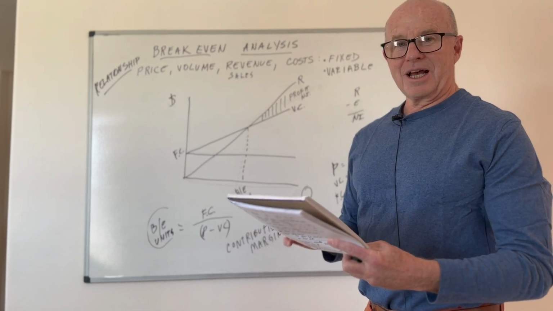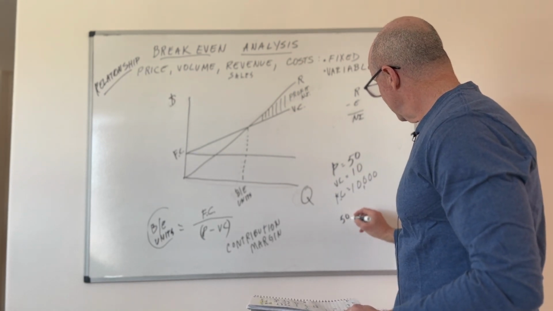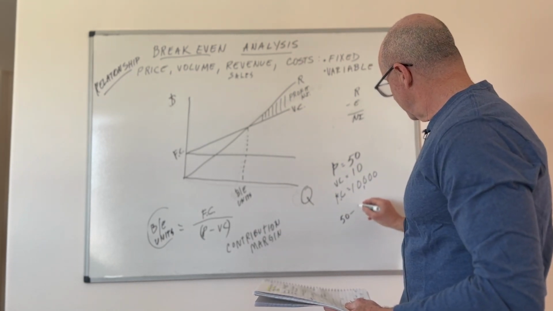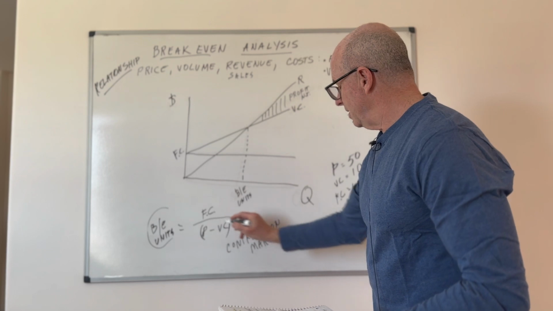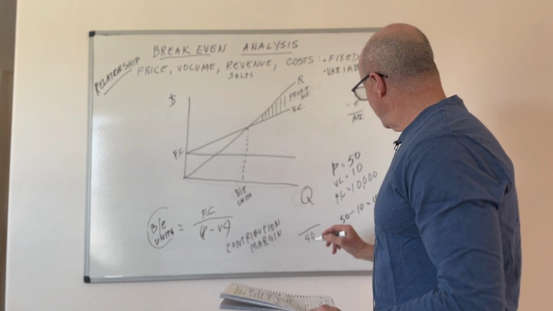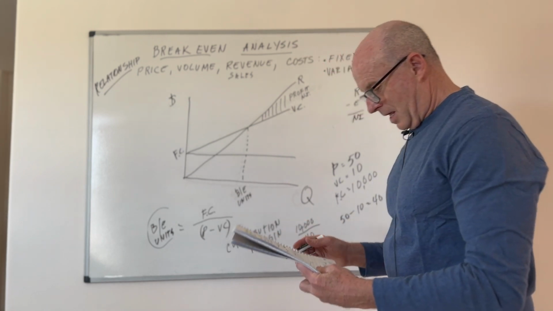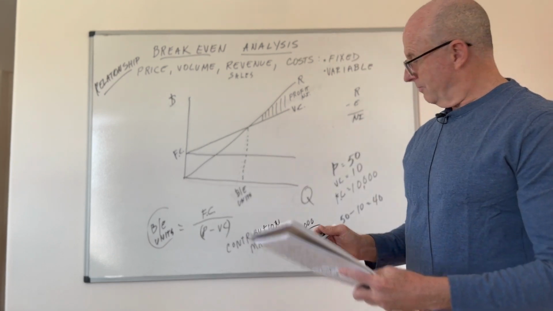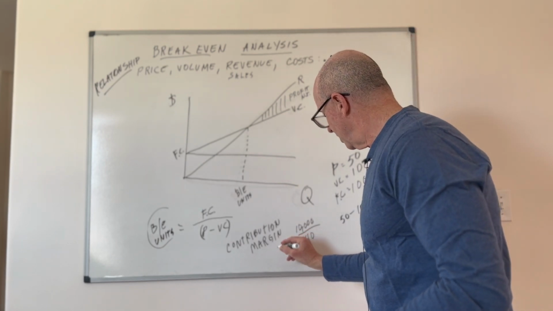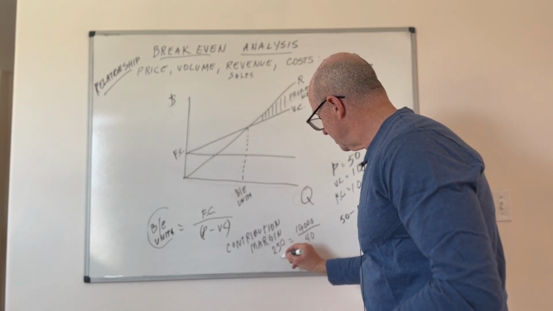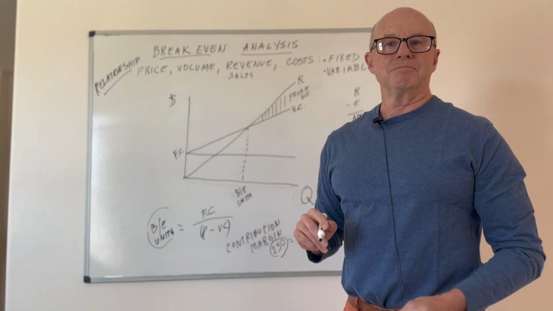And now let's take a look at how we would set this up as a formula. So the price is 50 and the variable costs are 10, right? So that equals 40. So it's going to be a 40 in the denominator, right? And then we have 10,000 in the top here, right? And so what does that mean for how many units we have to sell? Well, you divide 10,000 by 40 and you come up with 250. So we'd need 250 units to sell to break even.